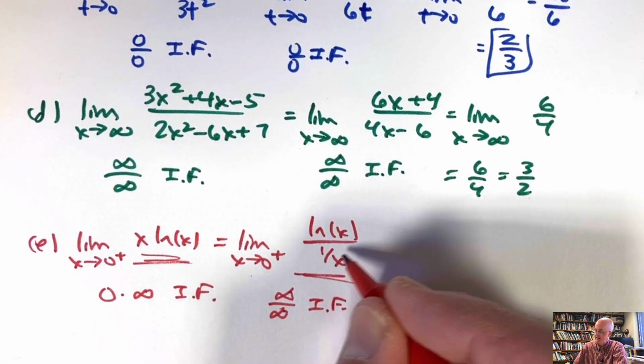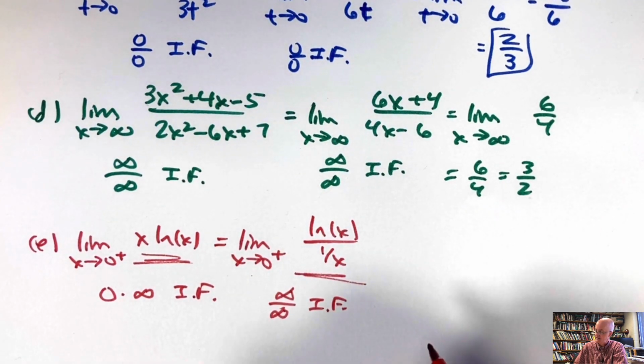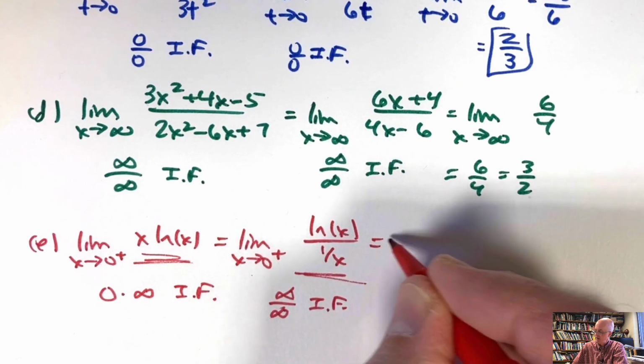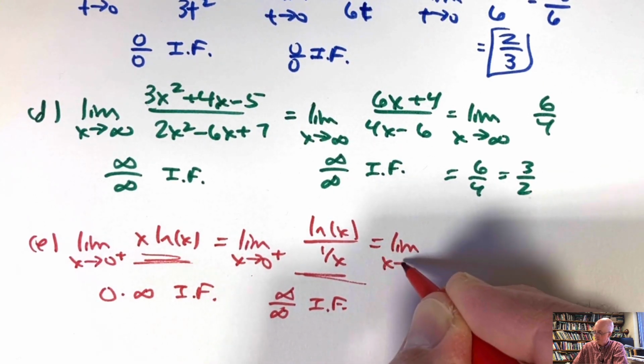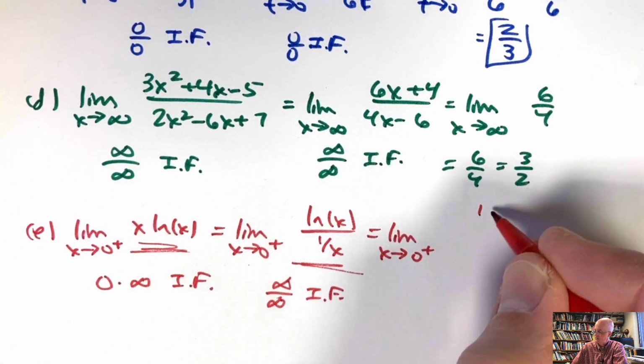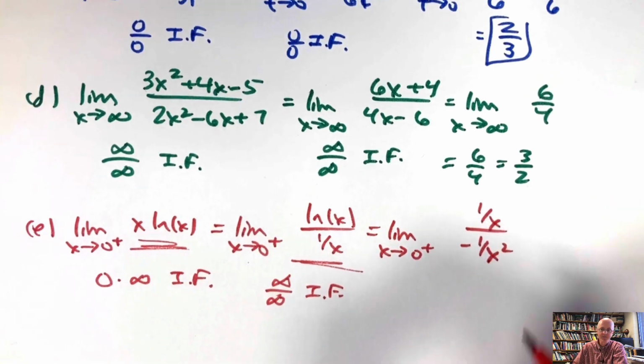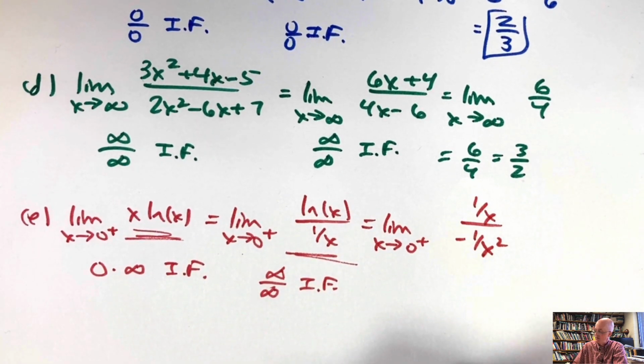This goes to plus infinity. This goes to minus infinity. Don't worry about putting minus signs anywhere. This is an indeterminate form. So we can apply L'Hopital's rule. Doesn't matter that it's just a right-hand limit. The derivative of natural log of x is 1 over x. The derivative of 1 over x is negative 1 over x squared. Check it, double check that.